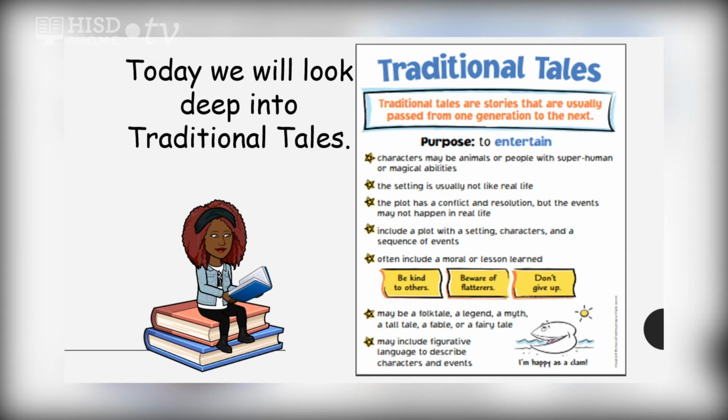The setting is not going to be like a real place in real life. We're still going to have a plot that has a conflict and a resolution, but some of the events that happen probably wouldn't happen in real life. We're still going to see a plot where we have settings, characters, and a sequence of events. Oftentimes, we'll see a moral or a lesson that is learned. So, some types of traditional tales we have are folklores, legends, myths, tall tales, fables, or fairy tales.